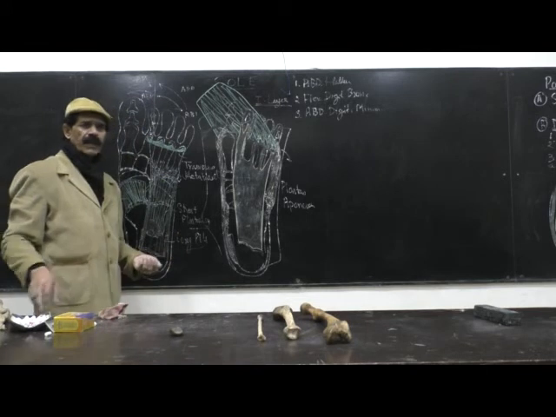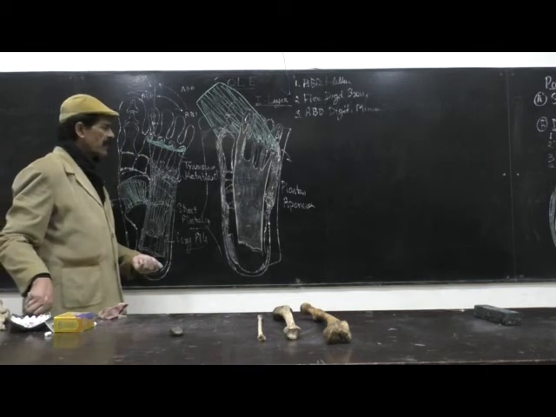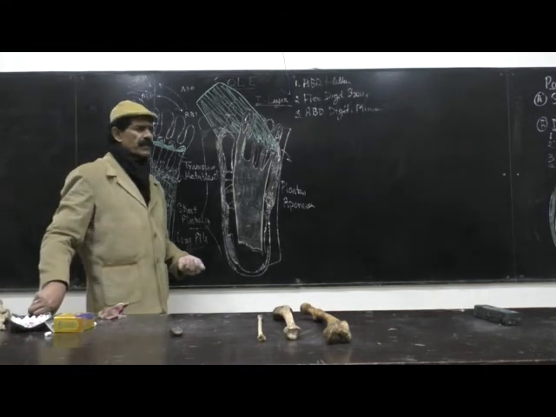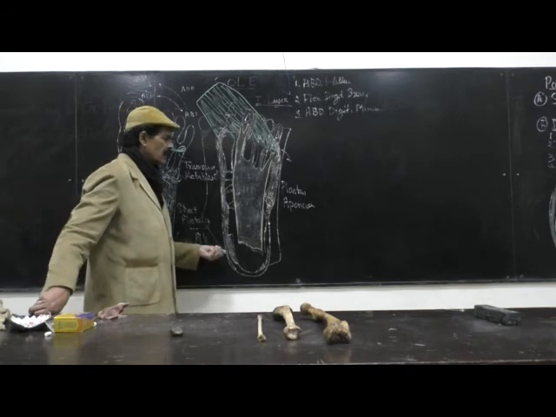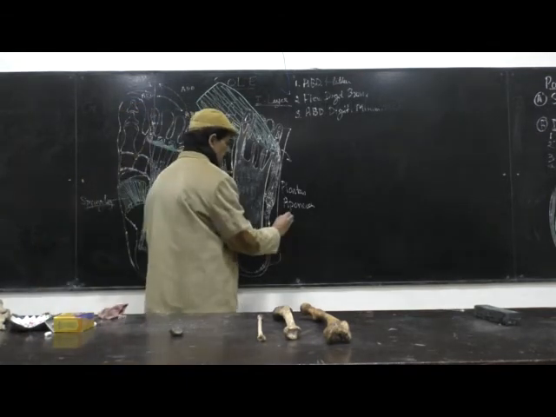Now comes the nerve supply. As we have seen the structures passing behind the medial malleolus, we have done it.